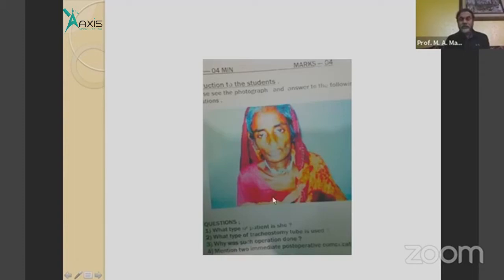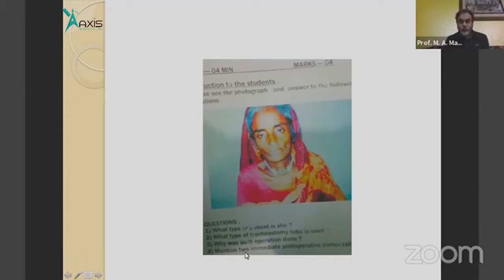What type of tracheostomy tube? It is a plastic tracheostomy tube. I don't know if it's cuffed or not, it's not clear. So you see in clear view whether it's a cuffed or non-cuffed tracheostomy tube. Why was such an operation done? It is done to bypass upper airway obstruction in case of carcinoma larynx, acute epiglottitis, laryngeal diphtheria, or any other condition, road traffic accident with laryngeal edema.